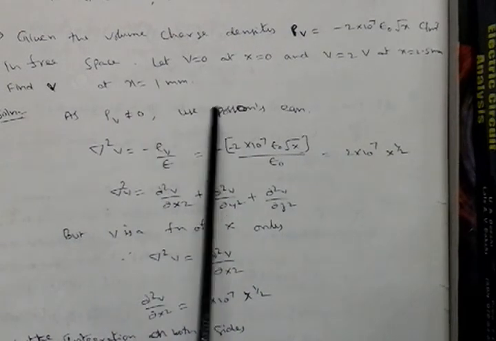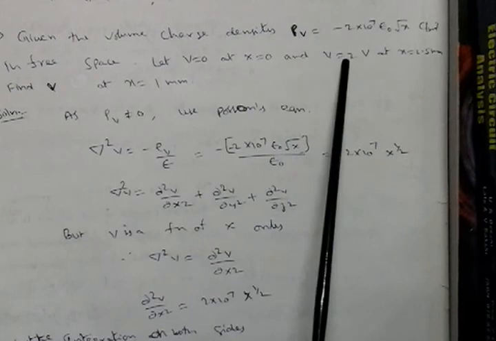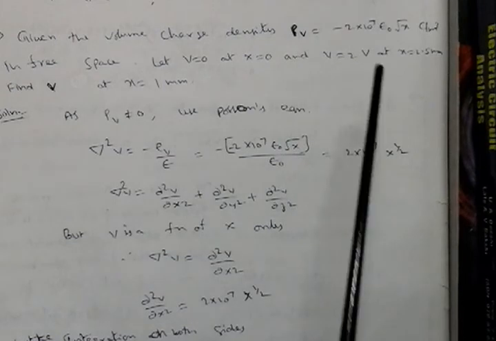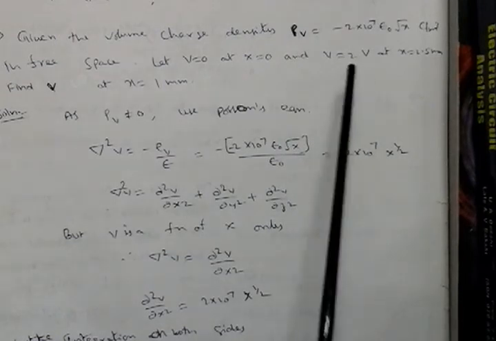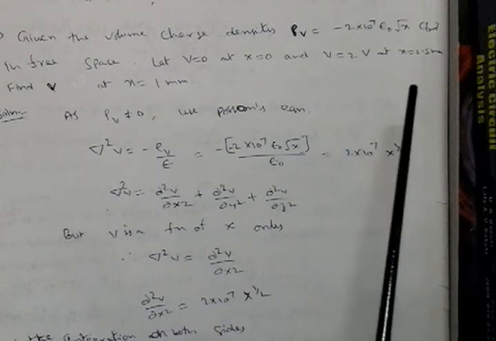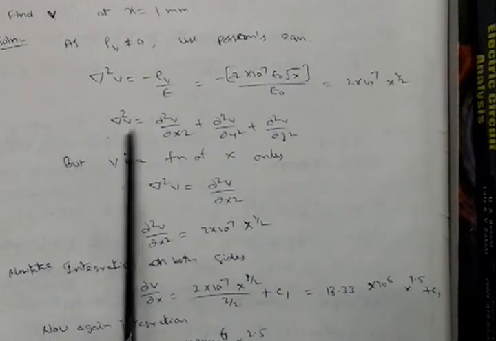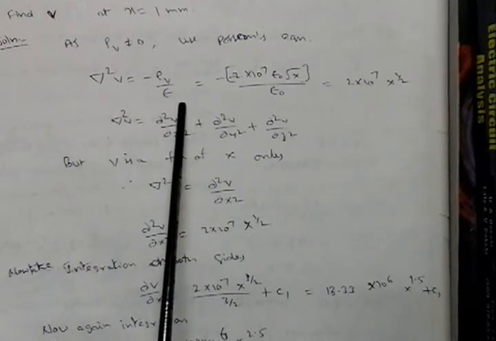How to solve this one? In this problem, the charge density rho v is given. Once rho v is given, we need to apply Poisson's equation. What is the Poisson's equation formula? Del square v is equal to minus rho v by epsilon. So write down first: del square v is equal to minus rho v by epsilon.